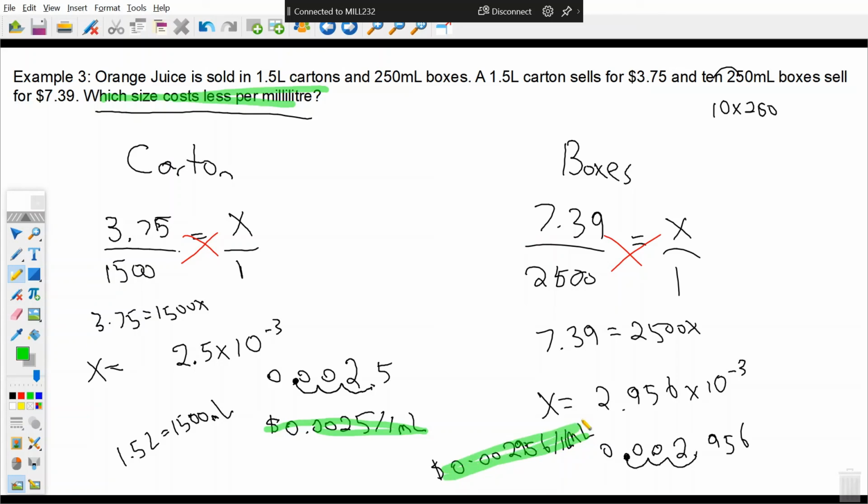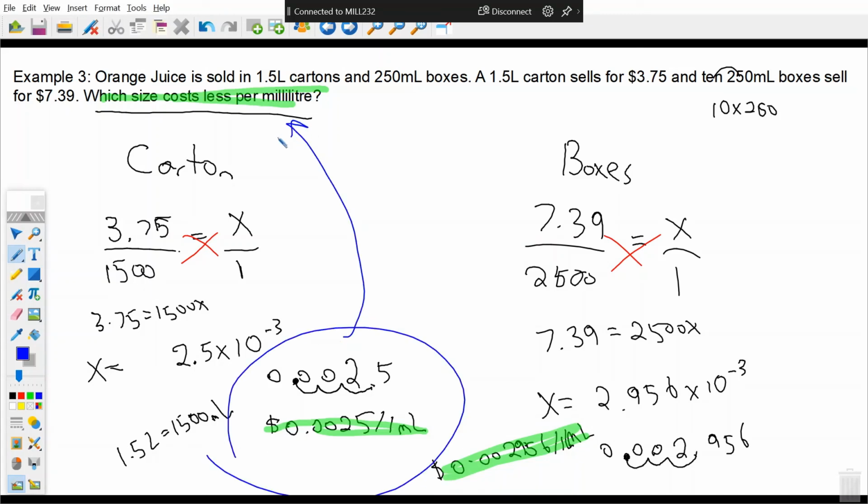Now, if we examine the price for 1 milliliter in the carton and the price for 1 milliliter in the boxes, we can see that the carton is the better deal. It costs less per milliliter. So if you are comfortable getting things into unit rates, then this section should hopefully be a little bit easier than some of the other stuff we've been doing.